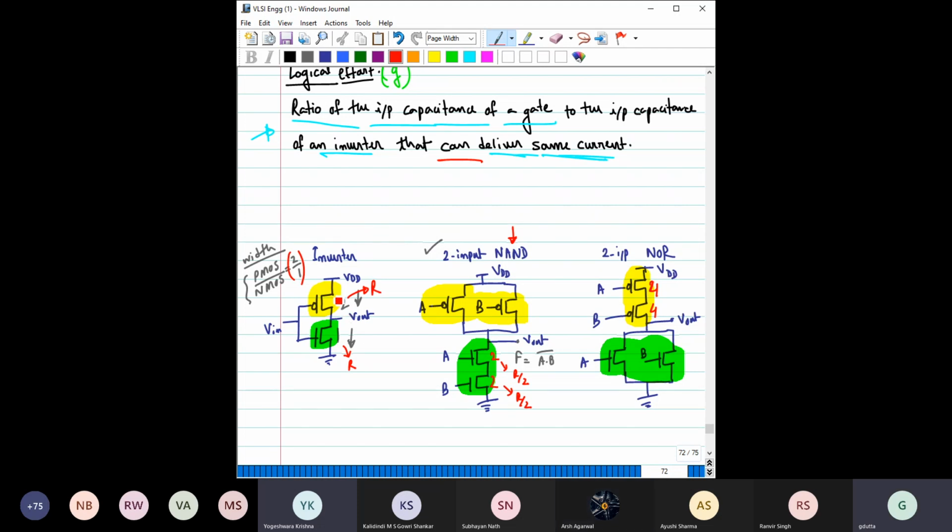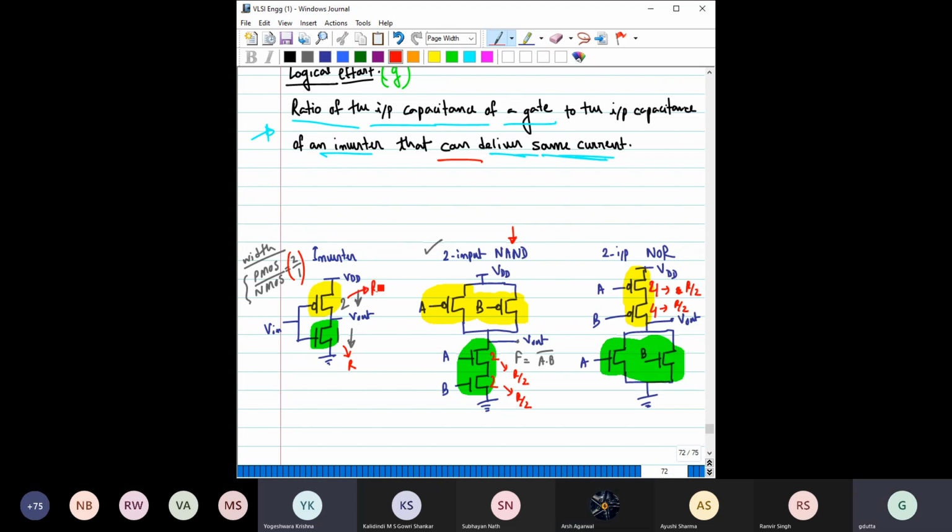I got it. Consider that for this case the hole mobility is half compared to the electron. So here it is R, so when you make it 4, this becomes R by 2. Right. So the total resistance for this pull-up network becomes R by 2 plus R by 2, which is equal to R only, same as this. Yes, sir, I get it. Thank you.